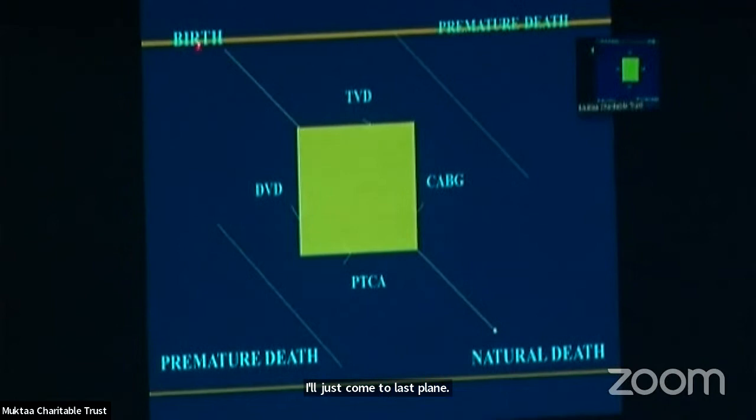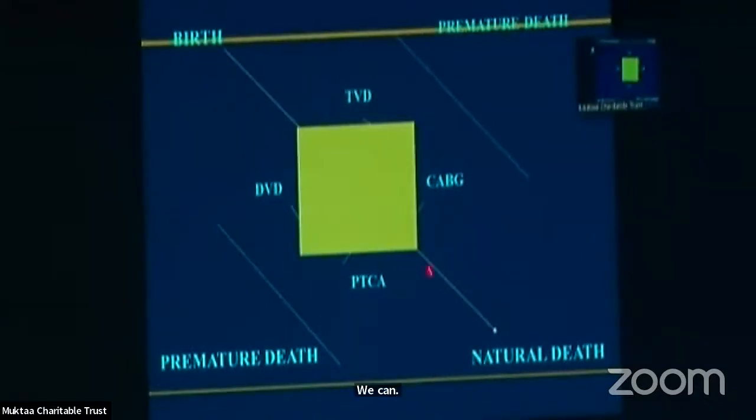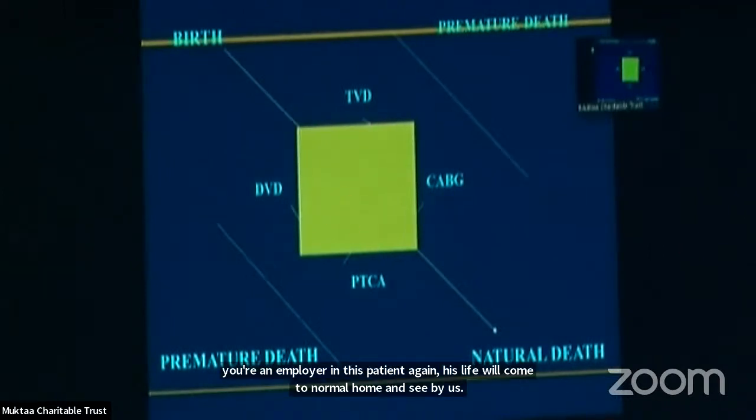The person who comes to birth has a natural line of death. This is the natural line of death. If that person by any means gets double vessel disease or triple vessel disease, he can have a premature death. In such patients, if we do angioplasty or bypass, again his line can come back to normal. And the middle line, the yellow box, indicates medical management.